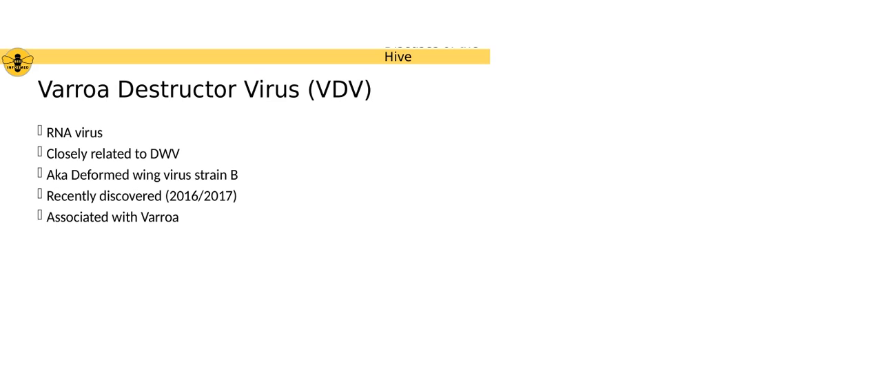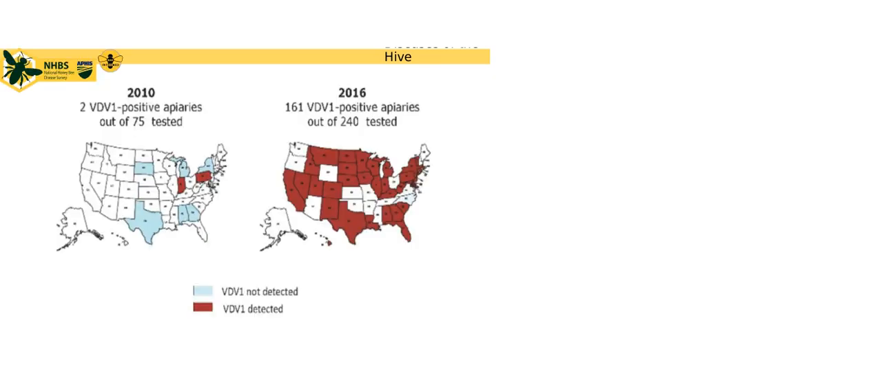So varroa destructor virus is another one. This is probably one of the more new viruses. It's also called VDV. It's an RNA virus. It's closely related to deformed wing virus. It's also been called deformed wing virus strand B. Just discovered 2016, 2017. They're not really sure, and it's associated with varroa.